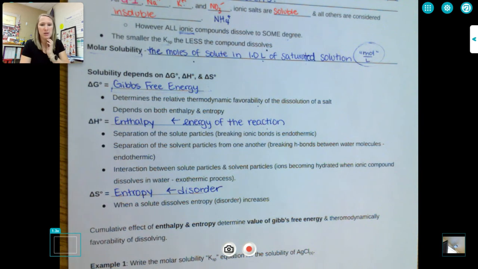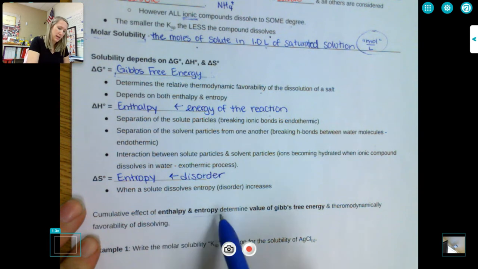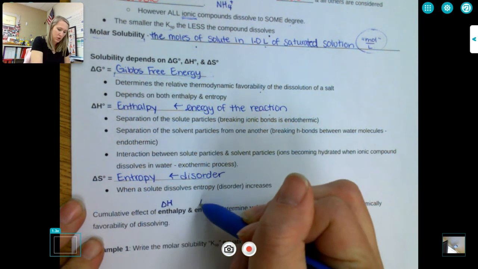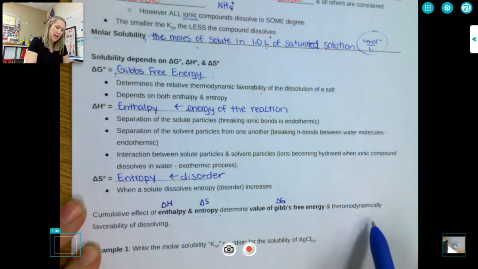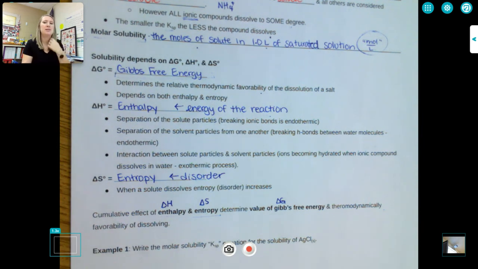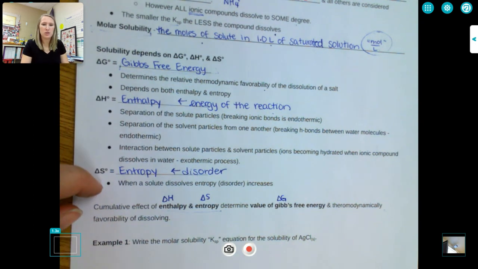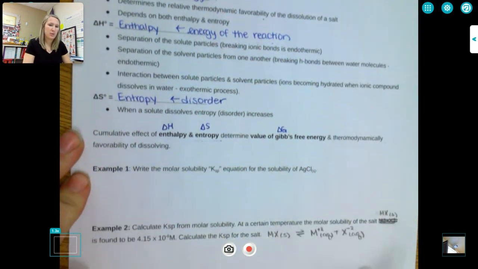But we won't get into the nitty-gritty of those until we get to, I think it's our last unit of AP Chem. But we should know that the cumulative effect of enthalpy and entropy, enthalpy being delta H, entropy being delta S, determine the value of Gibbs free energy, which is delta G, and the thermodynamic favorability of dissolving. So how likely it is to dissolve depends on how much energy is required and how much disorder we have. We like to have disorder in our solutions. So with that said, let's go through a couple example questions.